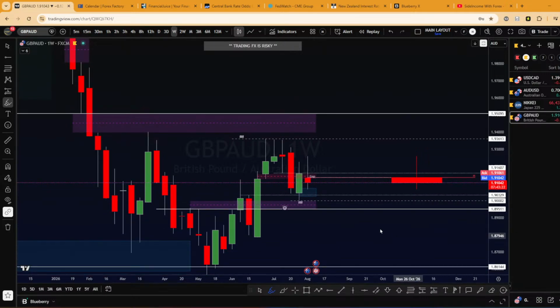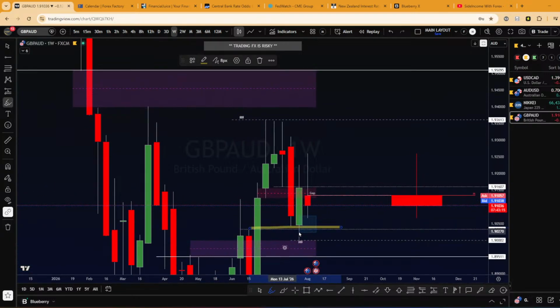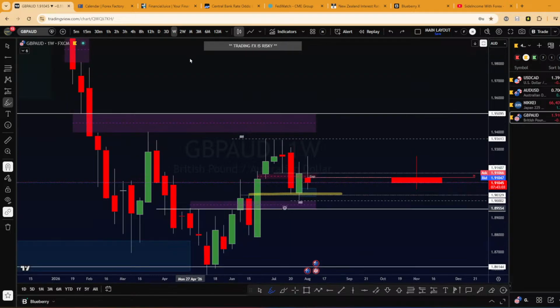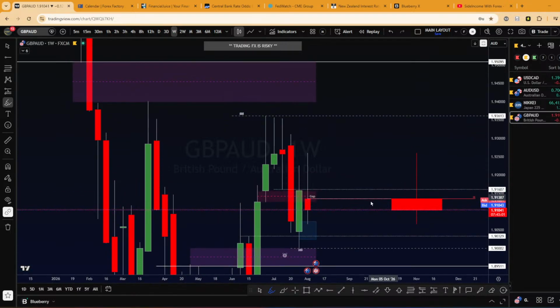So yes, we retested this level. We have another intermediate support which is holding price, but we don't have enough strength to push price higher. You see, we rejected this high. So we have some sellers at the moment, at least today, some sellers on this pair.